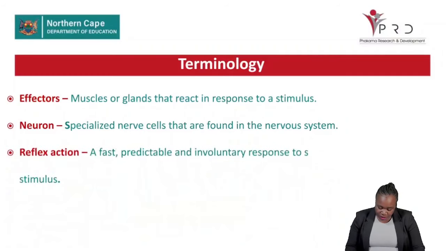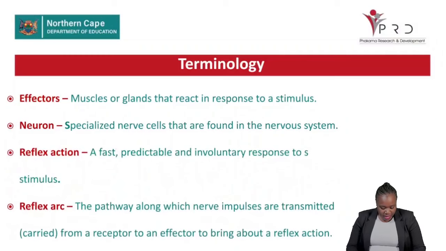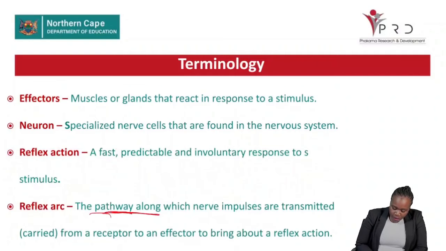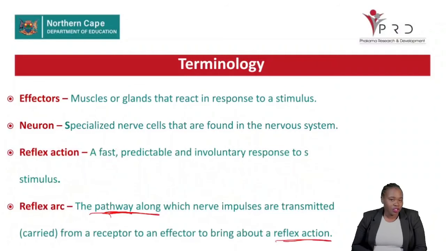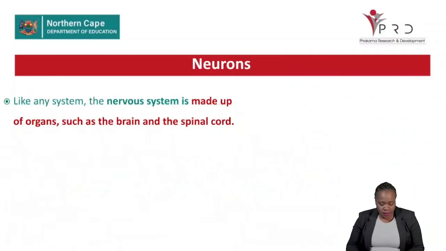We have the reflex action, which is a fast, unpredictable, and involuntary response to a stimulus. And lastly, we have the reflex arc, which is the pathway along which nerve impulses are transmitted or carried from a receptor to an effector to bring about a reflex action. So the reflex arc is a pathway that is taken by the reflex action. You should be able to differentiate between the two. Like I'm saying, this is a pathway, whereas the reflex action is an action or a response.